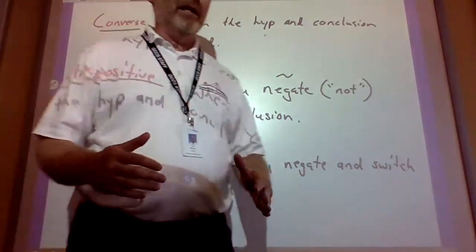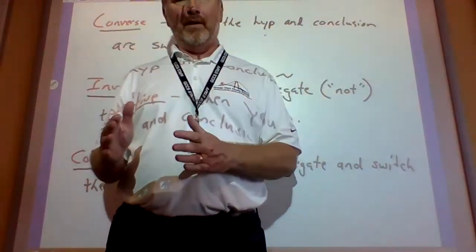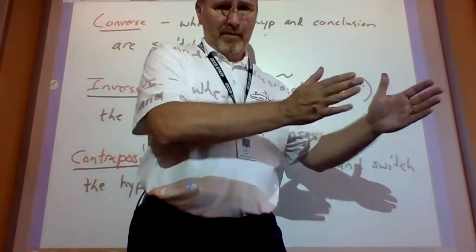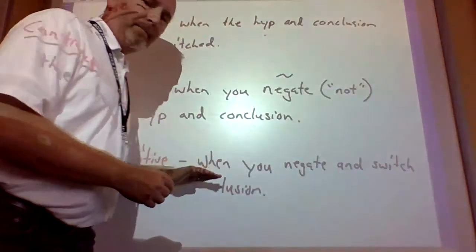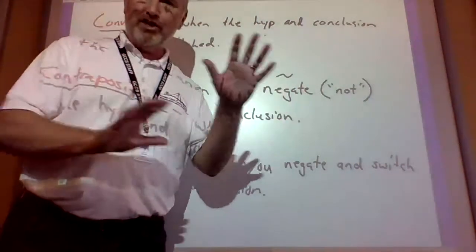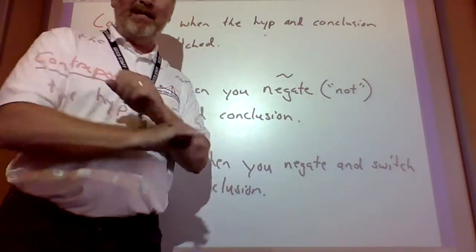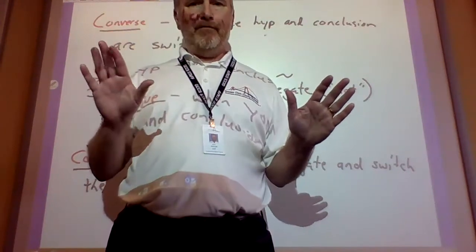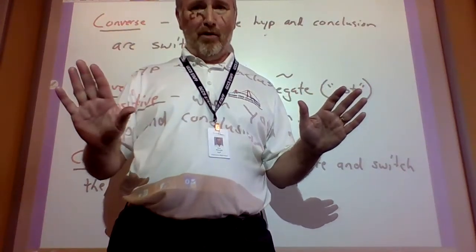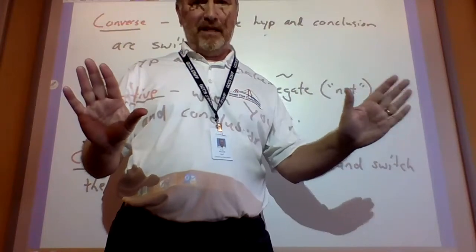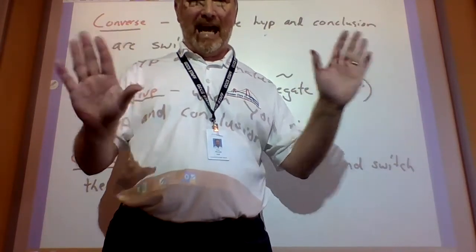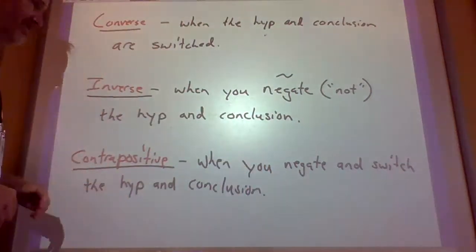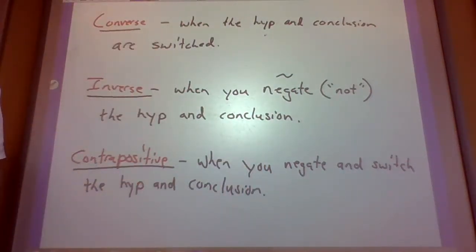If I go back to that original one, remember our original statement on the very front page said something about if you want to talk to a customer service representative, then press 0. The contrapositive is I'm going to switch them and negate them at the same time. So the contrapositive of that would be: if you do not press 0, then you will not speak to a customer service representative. See, I added nots to both of them and I switched the order. That's the contrapositive. So take a few seconds and jot that down.